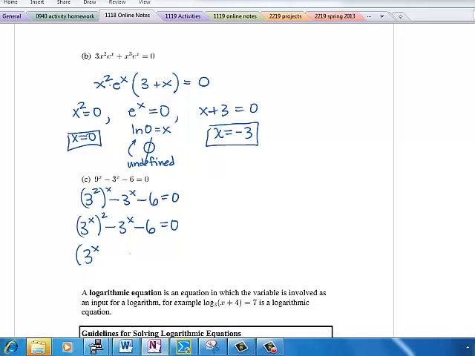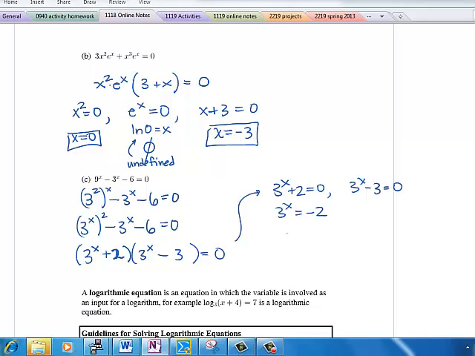We've got 3 to the x. We want to factor it. A 2 and a 3, with the 3 subtracted and the 2 added. So now we've got a product equal to 0. We can set each factor to 0 and go from there. 3 to the x equals -2. We've seen that before. That's impossible. 3 to the x will only be positive, never negative.